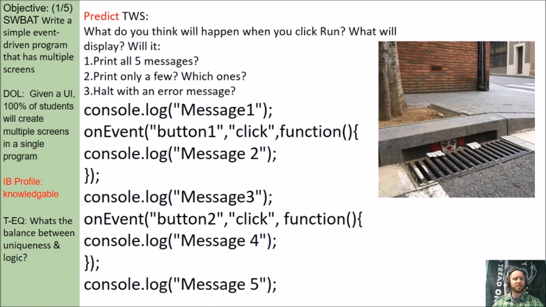Okay, so a prediction, think, write, share to start with. Looking at this code, what do you think will happen when you click Run? And I give you some options here to help you through it. And I could tell you at least one of these three options is correct, so therefore, to help you predict, go ahead and choose one of these numbers.